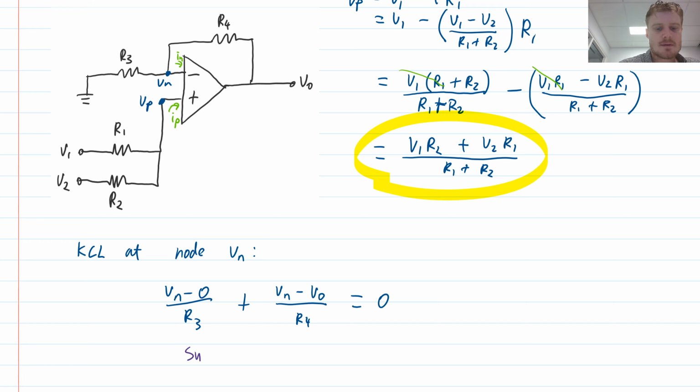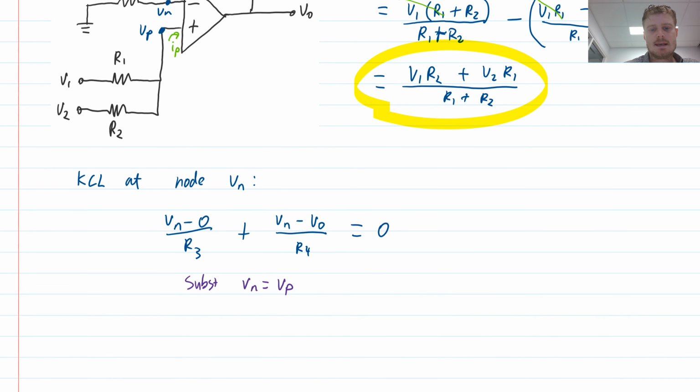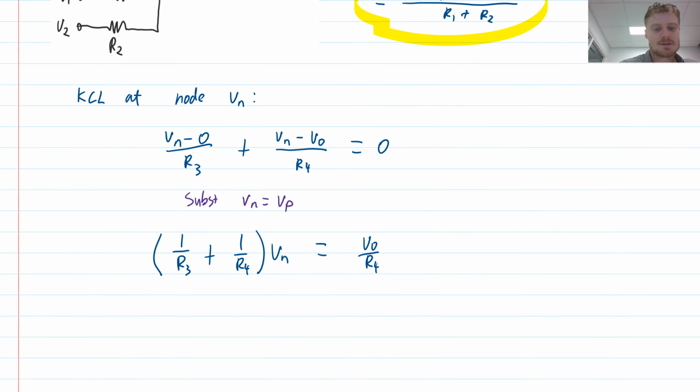So substitute Vn equals Vp equals the thing that I highlighted. So subbing that in, I'll collect like terms first and then I'll sub it in. So I'm going to bring the factors together just because it's complicated. So I'm going to have 1 over R3 plus 1 over R4 times Vn is equal to V out over R4. Okay, now we'll substitute it in.